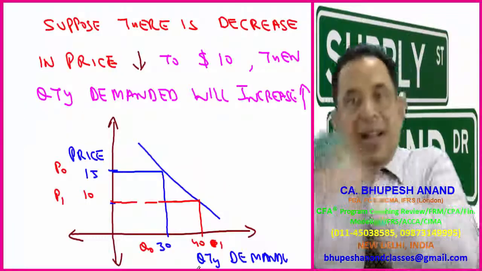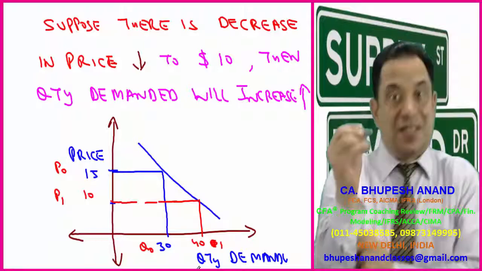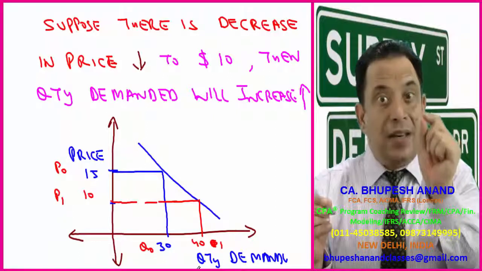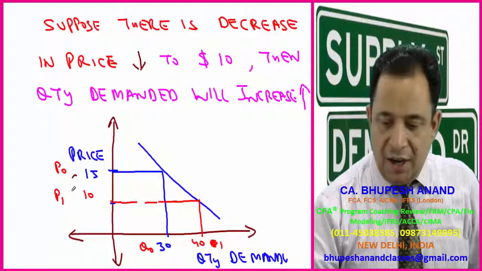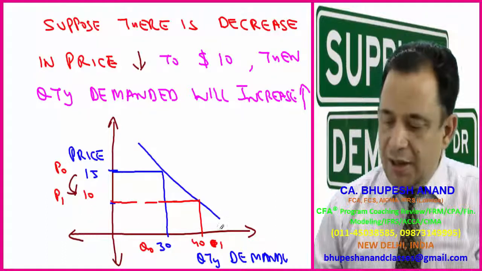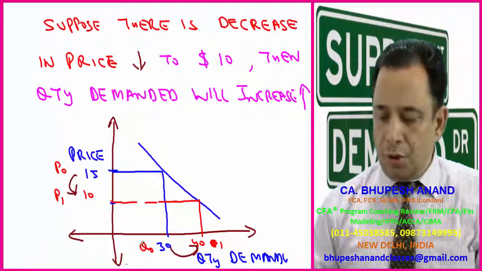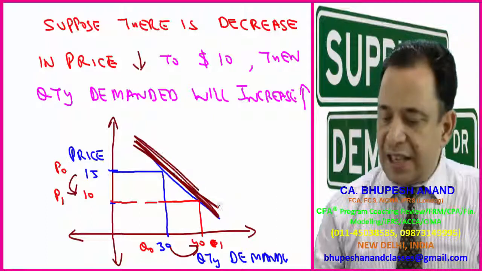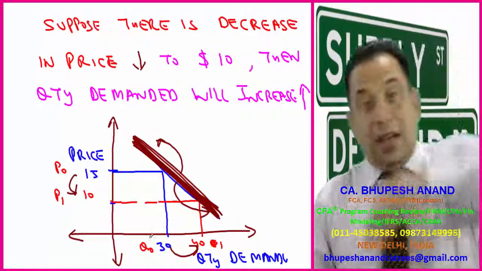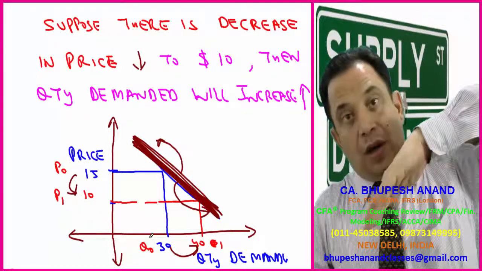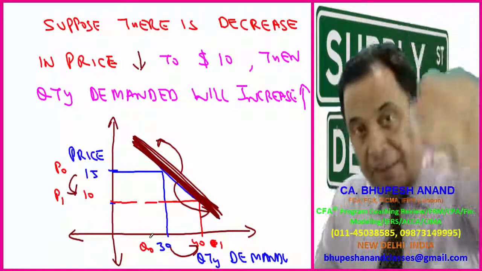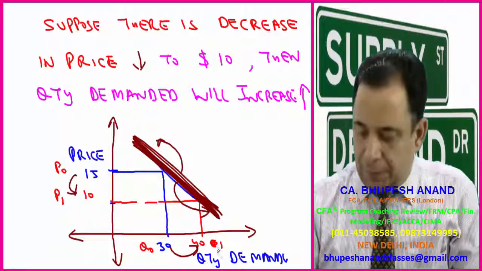If I take the opposite case, supposedly there is a decrease in the price. The original price was $15, and now my price has been decreased to $10. If there is a decrease in the price, I know that quantity demanded will increase. So the quantity demanded has increased from 30 to 40. If I am on the same curve, I repeat, moving on the same curve, either upward or downward, either right or left, I will say it is named as movement, and it is only due to price.